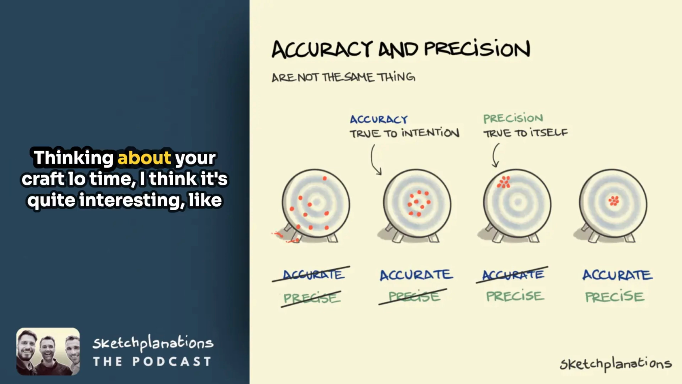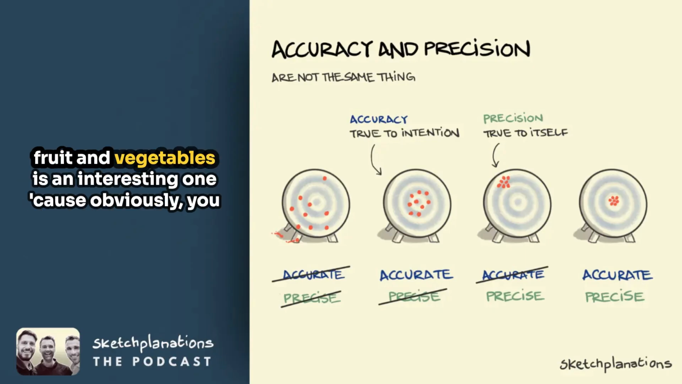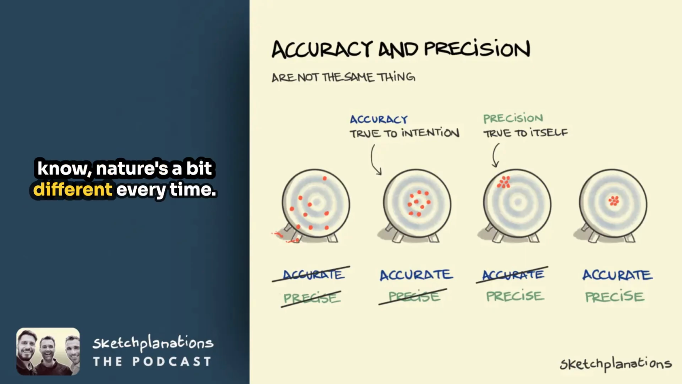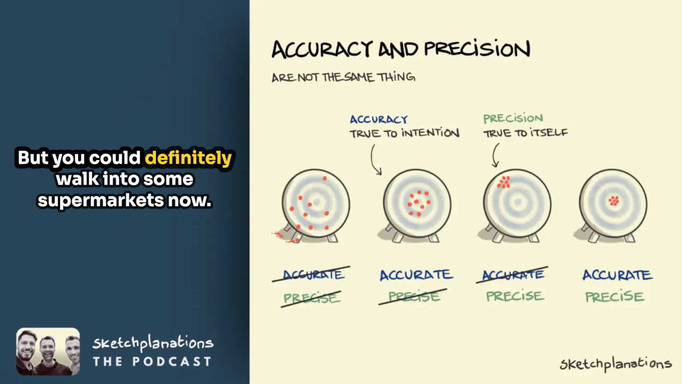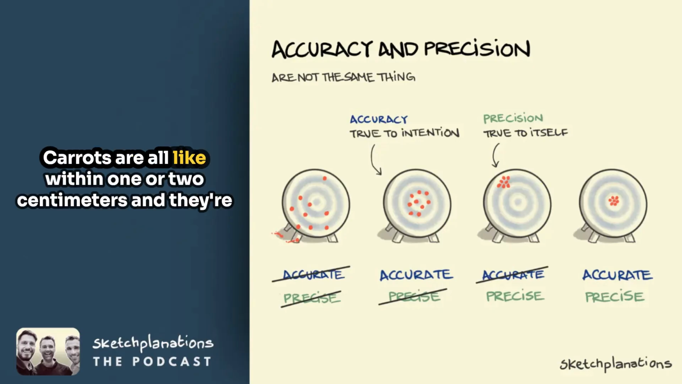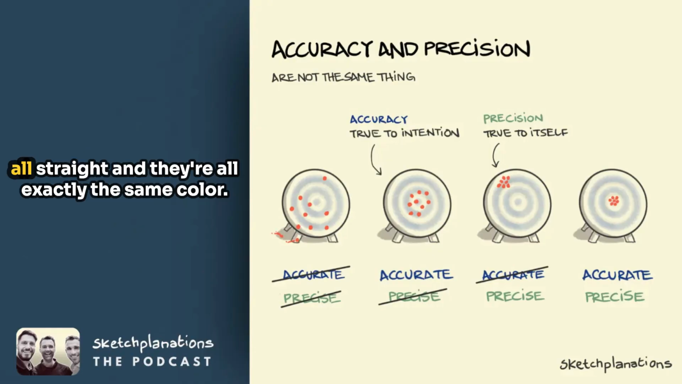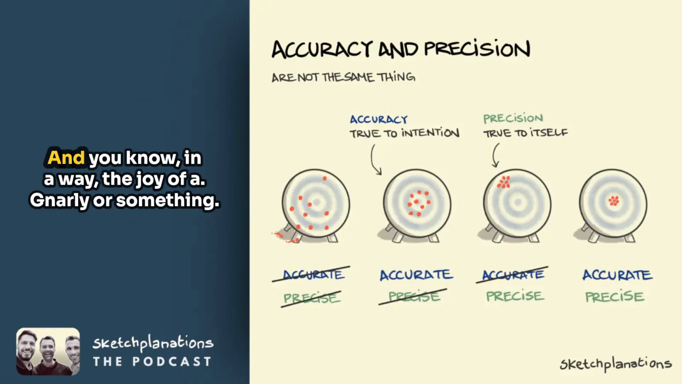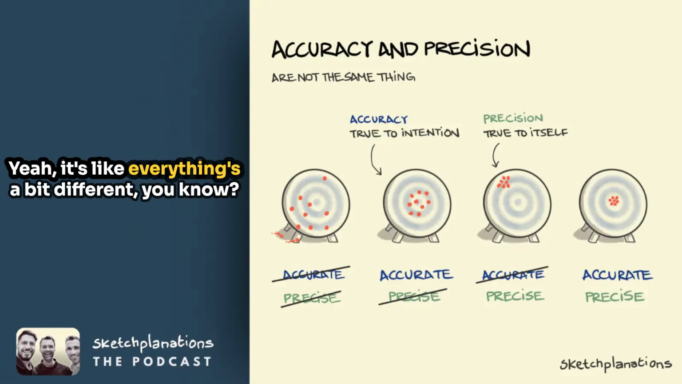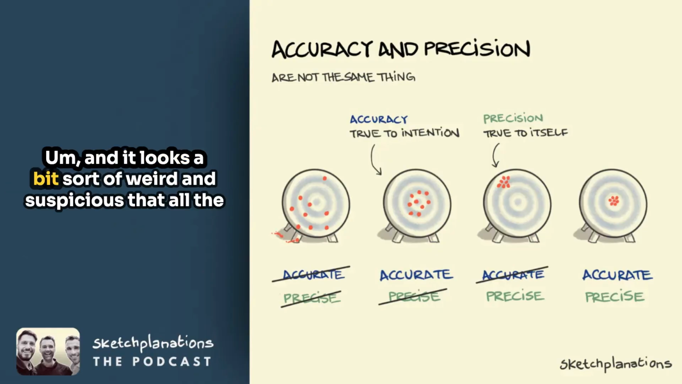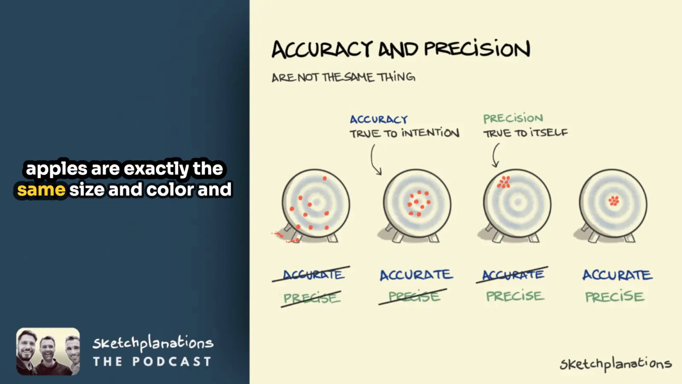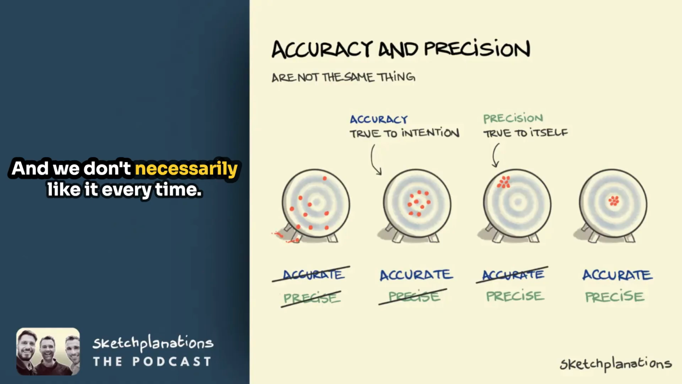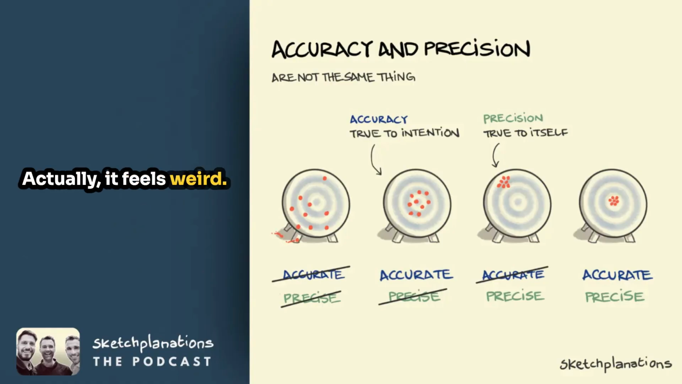I was thinking about your craft loaves, Tom. I think it's quite interesting. Like fruit and vegetables is an interesting one because obviously, nature's a bit different every time, but you can definitely walk into some supermarkets now and the carrots are all within 1 or 2 centimeters and they're all straight and they're all exactly the same color. And in a way, there's the joy of a knobbly farmer's market. Everything's a bit different, and it looks a bit weird and suspicious that all the apples are exactly the same size and color and without blemish. And we don't necessarily like it every time, actually. It feels weird. It is weird.